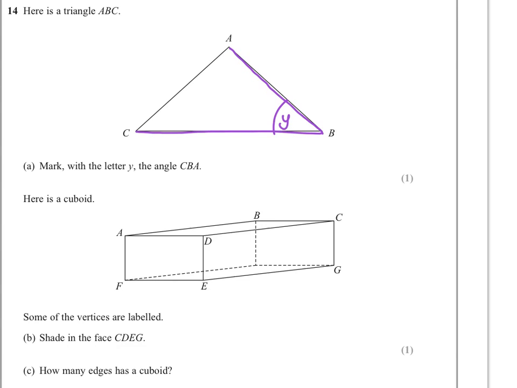It then says here is a cuboid. Some of the vertices, now if you don't know what vertices are, then this is going to be difficult. I.e. if you were in an exam and you didn't know what vertices meant, then you'd be finding this hard to answer. So this keyword is very important. The word vertex, which is the singular, and vertices is the plural, means corners.